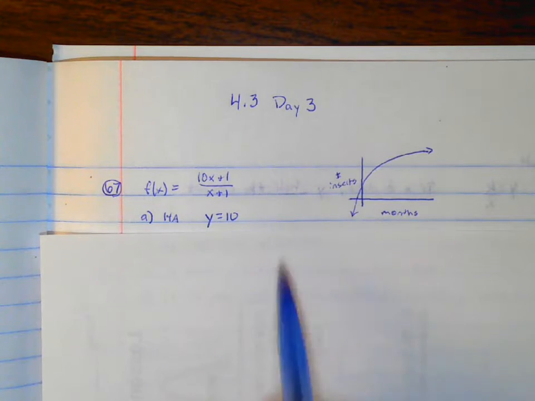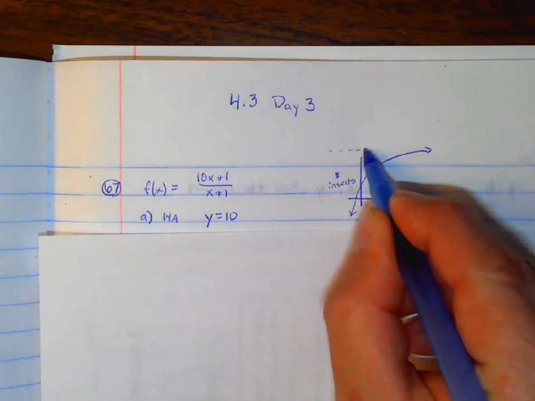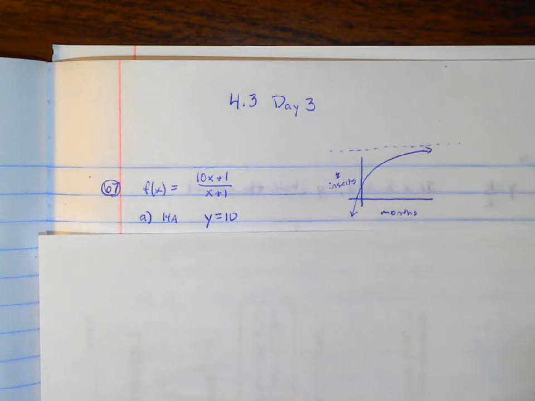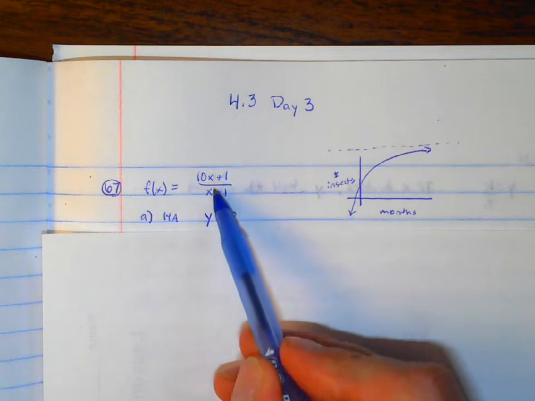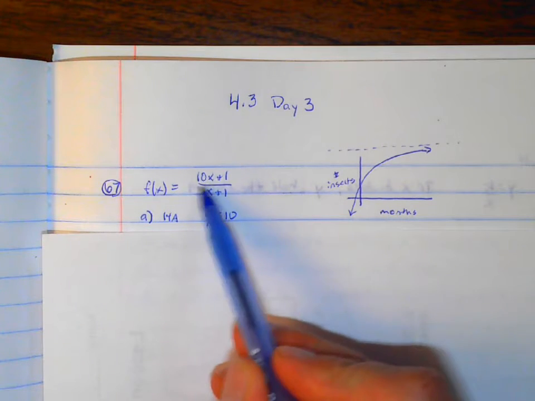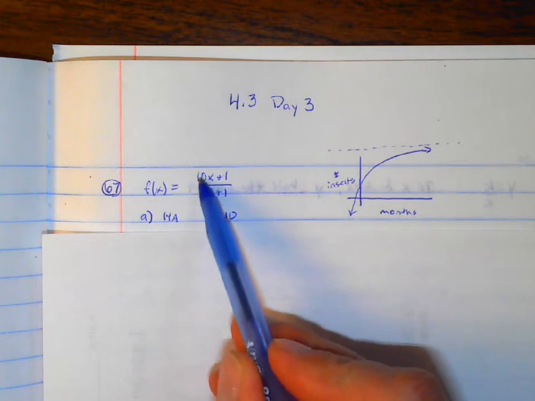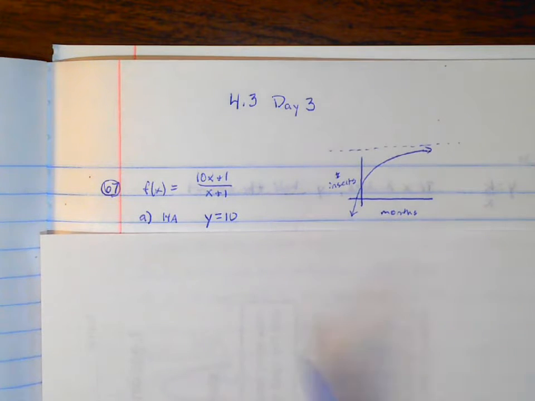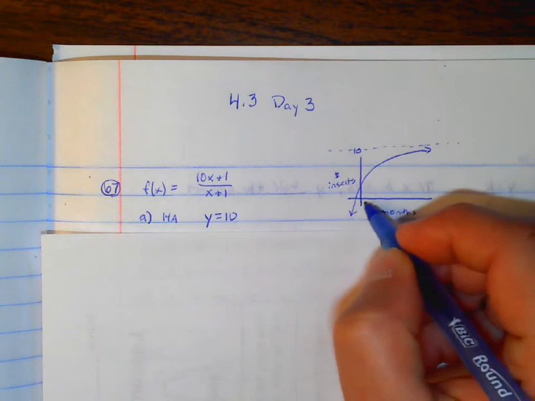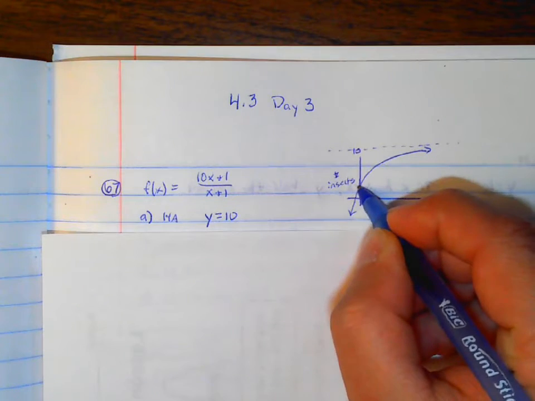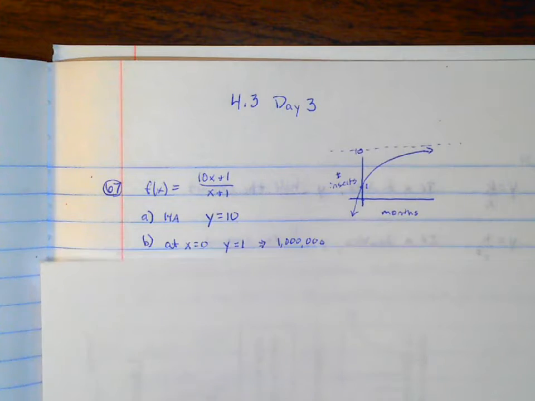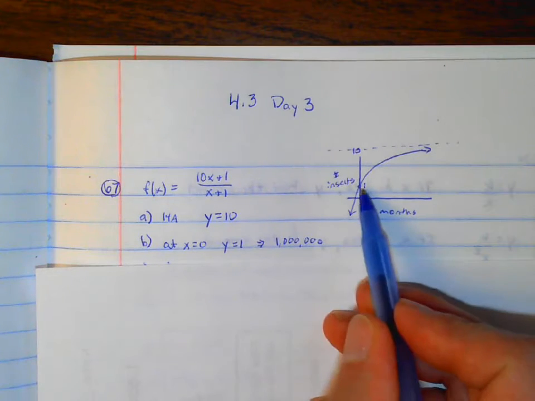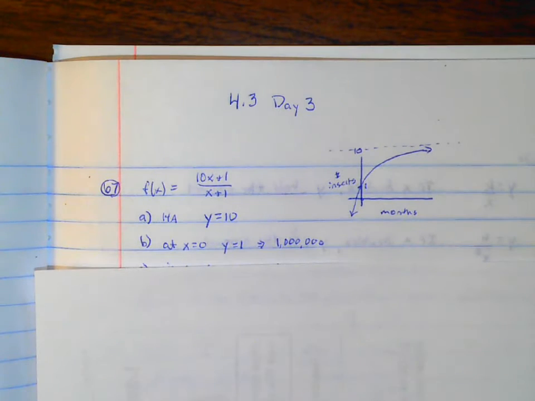So horizontal asymptote is this imaginary line right here. Remember, when they are equal degrees, it's at 10 over 1 in this case. So it's at 10. So right here at 10 is our horizontal asymptote. Part B, determine the initial population. So our initial population is at 0 months, so right there at 1. And since it's in millions, that means 1 million insects.